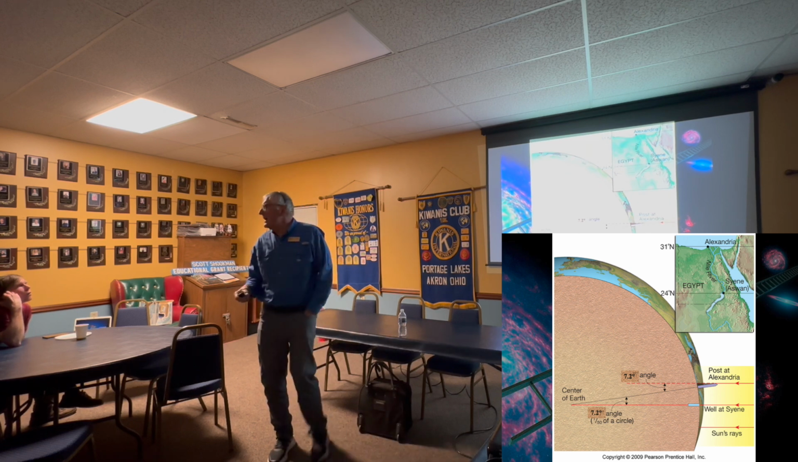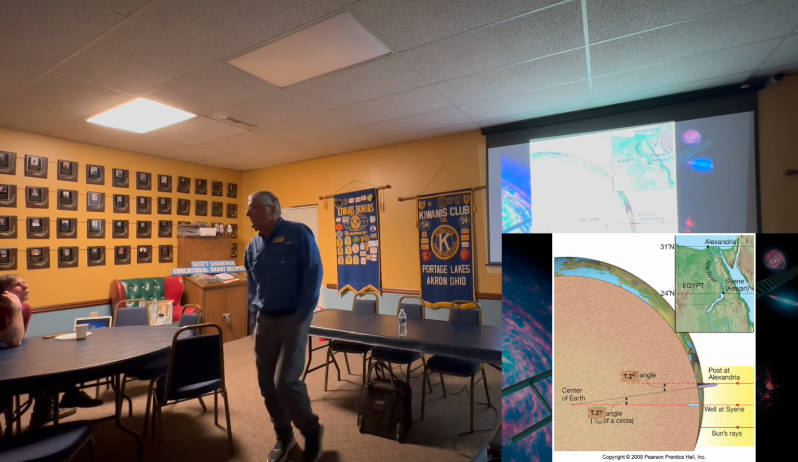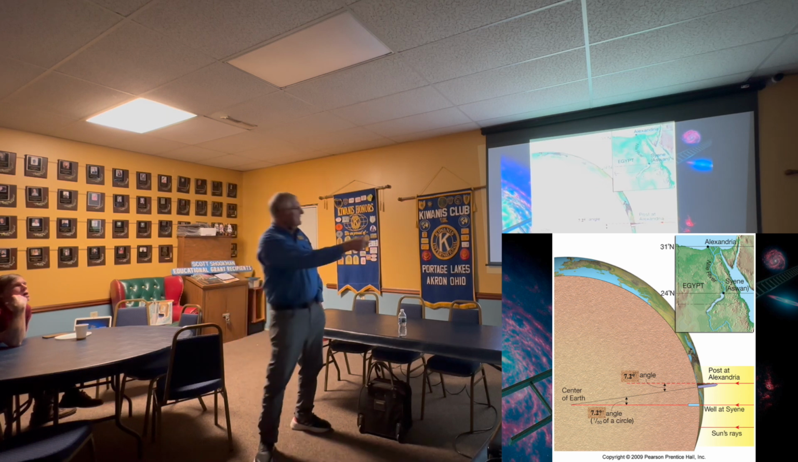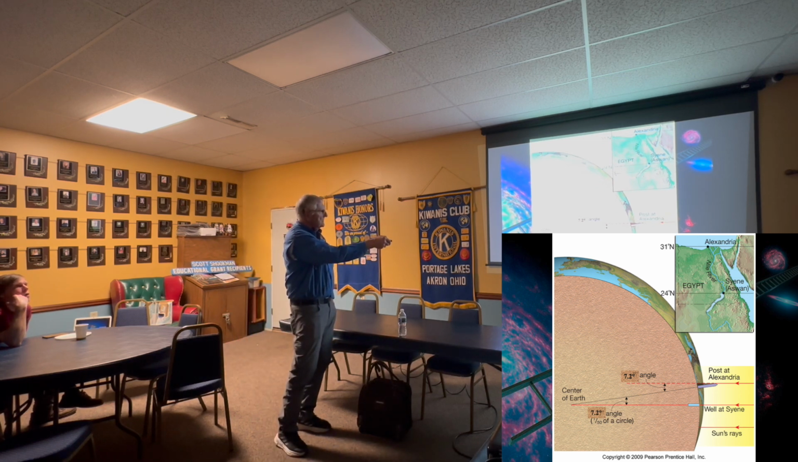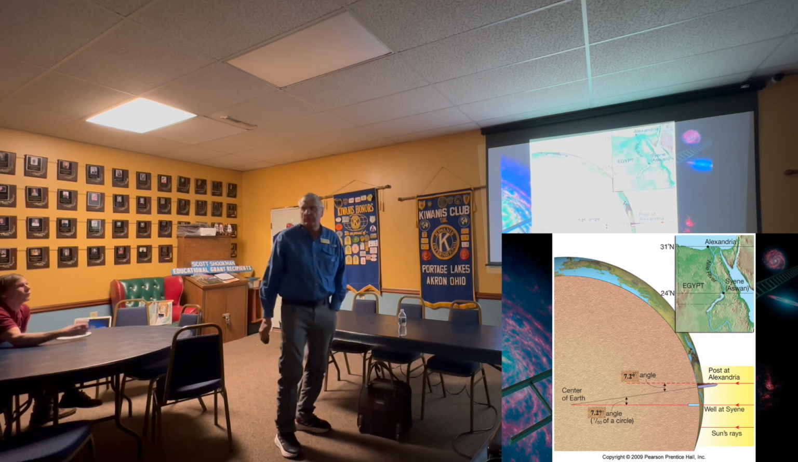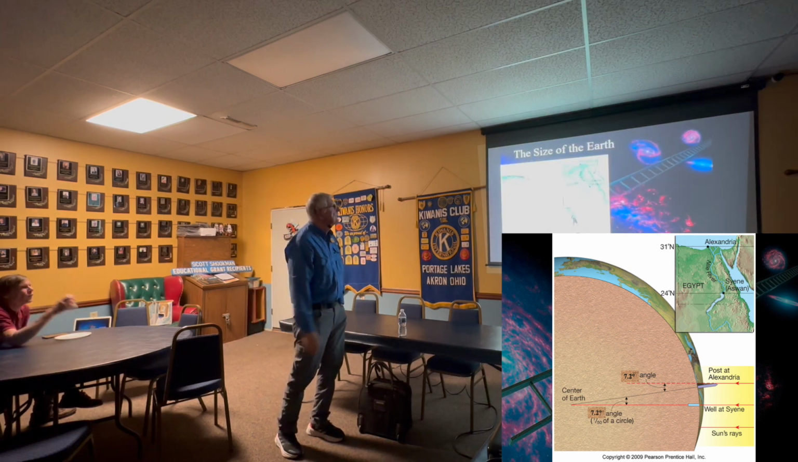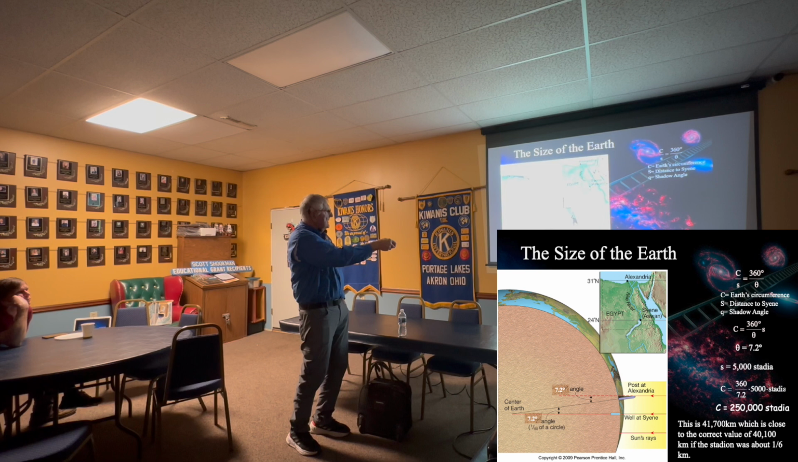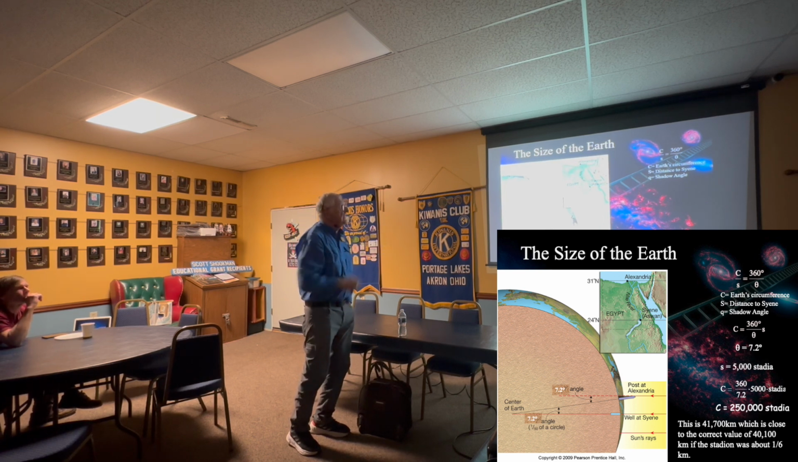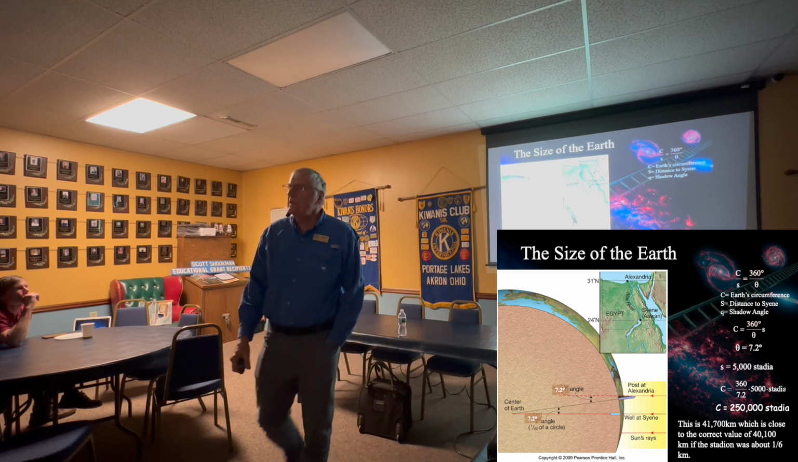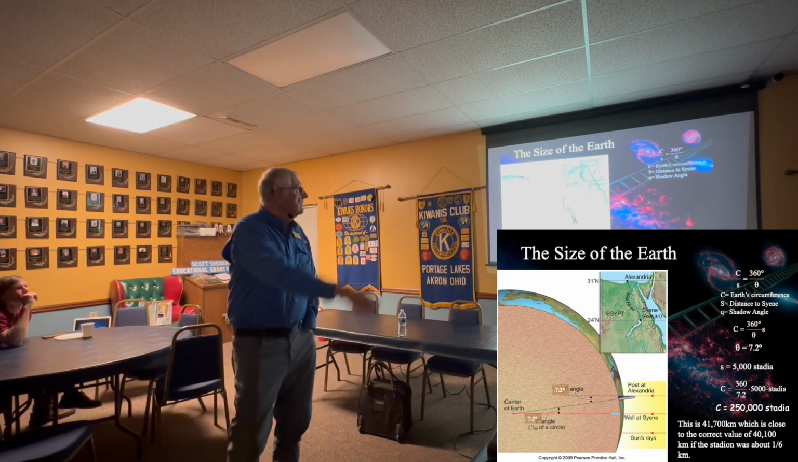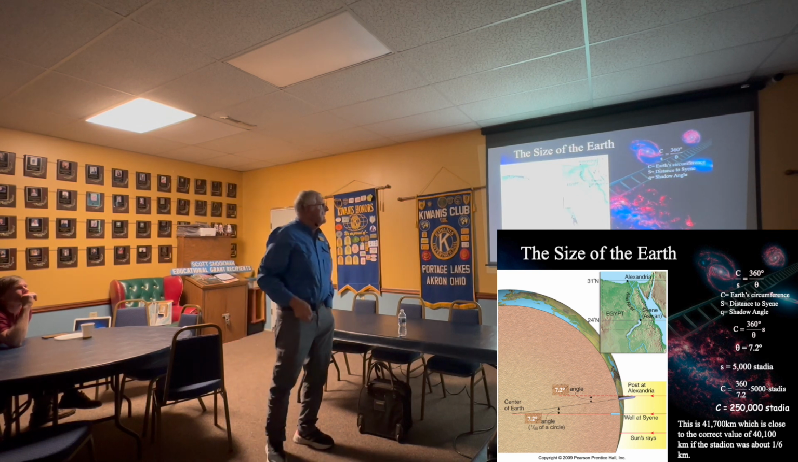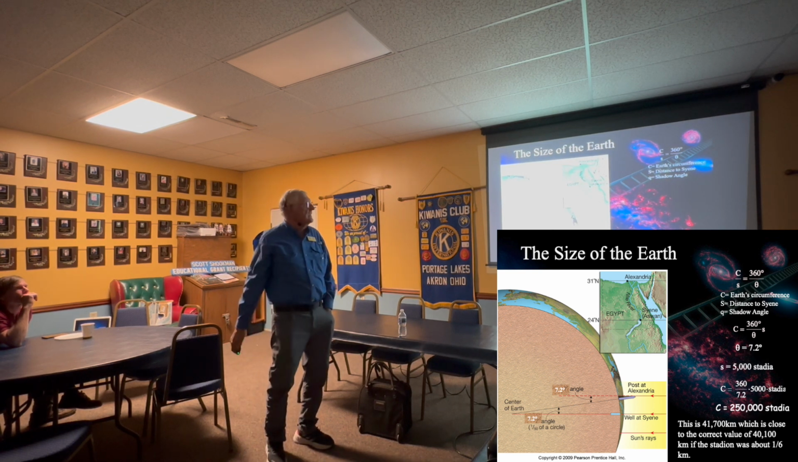And if you remember geometry from high school, parallel lines cut by a transversal, all their interior angles are equal. So this angle here is 7.2 degrees also. So that sets up a very simple ratio. The circumference of the Earth is to this distance as 360 degrees is to that angle. It's a very easy ratio. So he knows what the angle is. He could figure out the distance to Syene.